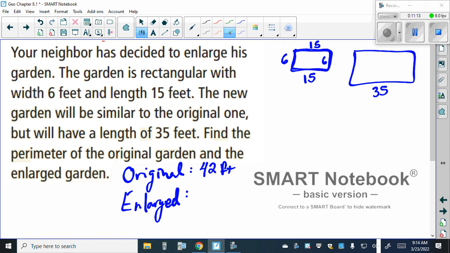Well, they didn't give us enough information for the enlarged garden to be able to just add the side lengths together, because all we know at most is that half of it is 70, because 35 and 35 would give us 70. We don't know what the other two sides are. So we want to find that perimeter. But we're told, and we found, that the original perimeter is 42. What would we do for the other fraction?